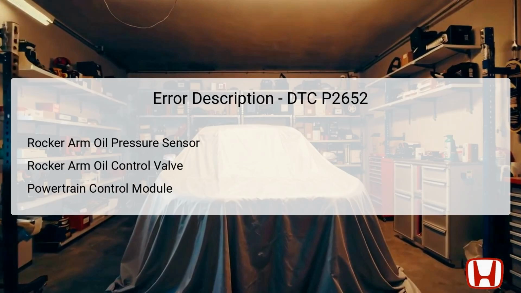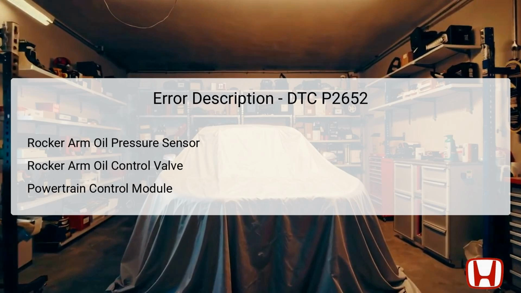The error described by DTC P2652 primarily involves the rocker arm oil pressure sensor and rocker arm oil control valve, along with the powertrain control module, PCM. The rocker arm oil pressure sensor monitors the oil pressure within the VTEC system, ensuring that the appropriate amount of oil reaches the rocker arms for optimal valve operation. It is typically situated near the valve cover, where the rocker arms are located.